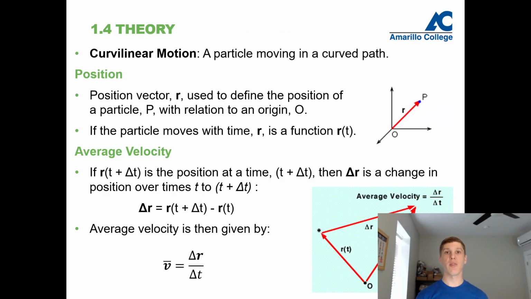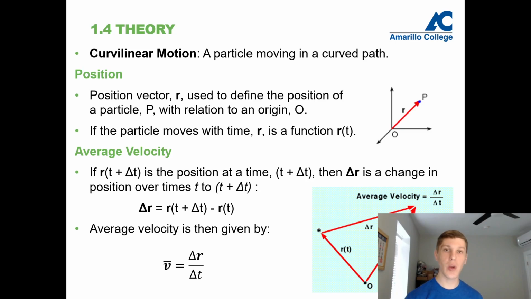So in 1.4, we define a new term called curvilinear motion, and that's a particle moving in a curved path. We need some more definitions here. Very commonly in this class, we're going to use a position vector r to define the position of a particle p with respect to an origin. And we've got a picture here showing that. So if I have an origin of a coordinate system at point O, and I have a point somewhere in that coordinate system p, the position vector r will point from O to p. Okay, so if the particle moves with time, then that r vector is a function of time.